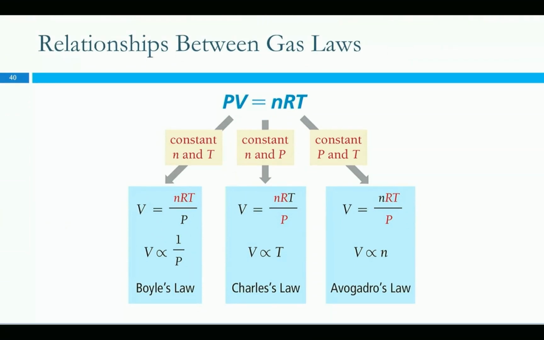But here we have a nice little diagram. It's hard to tell which of these are red. Some of these are red. Let me try and highlight them. Like here, those are red. These. We can get Boyle's law, Charles' law, and Avogadro's law.